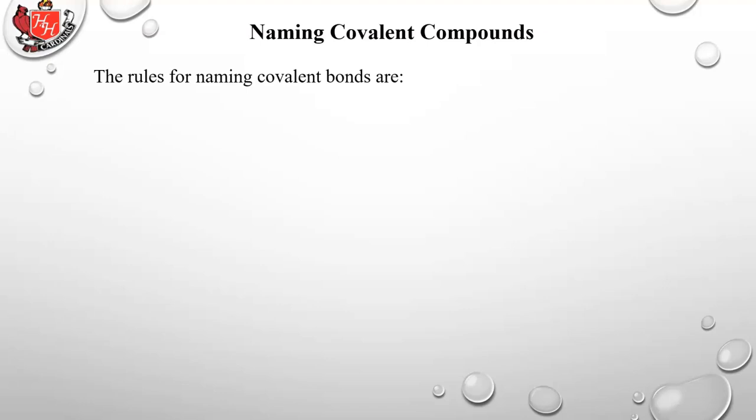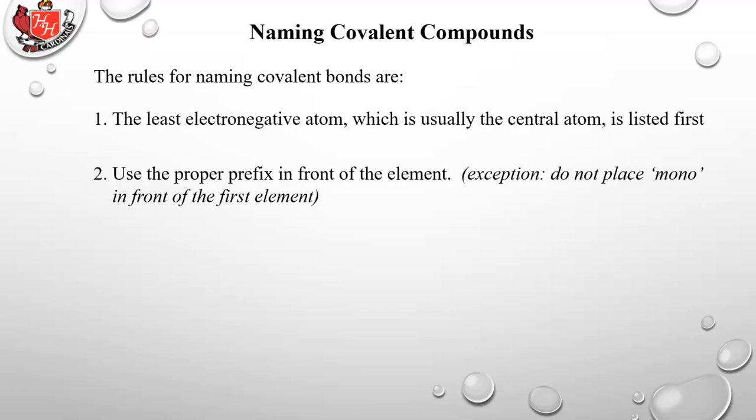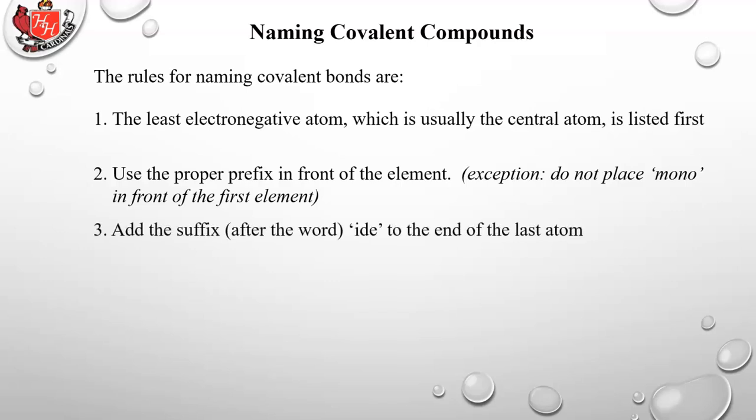So the rules for naming covalent compounds are: the least electronegative atom, which is usually the central atom, is listed first. Use the proper prefix in front of the element. Exception: do not place mono in front of the first element. Add the suffix IDE to the end of the last atom.